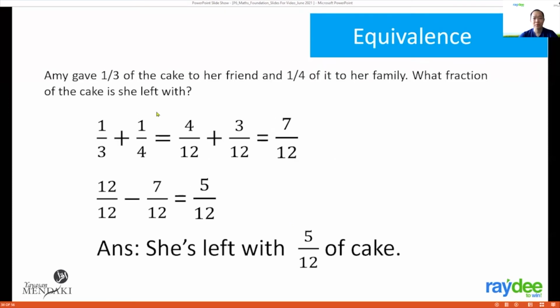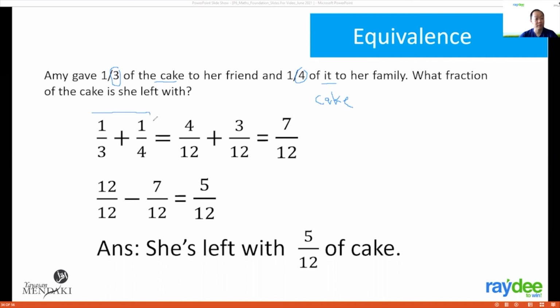So here's one example of an equivalence question. Amy gave 1/3 of the cake to her friend and 1/4 of it to her family. What fraction of the cake is she left with? The difficulty for them is understanding that this 3 and this 4 are referring to the same cake. A lot of them will look at these two and not understand.